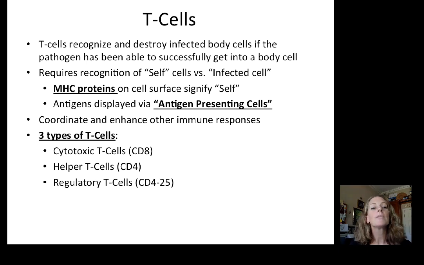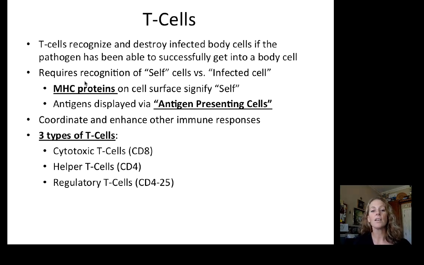Okay, so that was B cell immunity. We're going to finish up now with T cell related immunity. So T cells are going to search for infected body cells. B cells are searching for bacteria. T cells are searching for damaged or infected body cells. If the pathogen has been successfully able to get into a body cell, then that body cell is going to send out signals. This requires both the recognition of self cells and infected body cells.